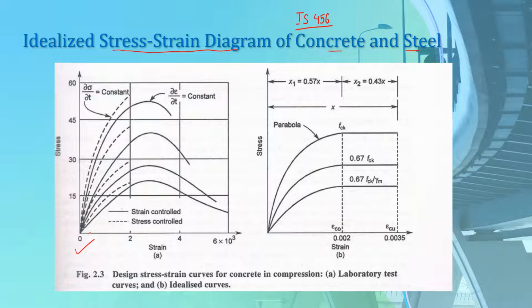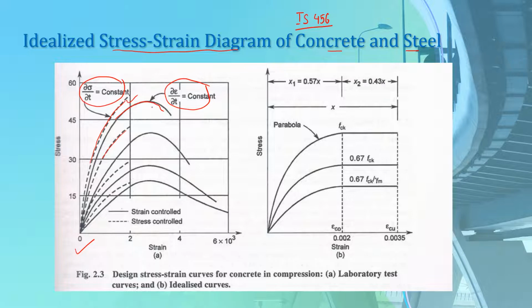In this slide, if you look at the stress-strain diagram on the left hand side, we have the actual stress-strain diagram for concrete that we generally get from the laboratory test. You can see various diagrams here. For example, these curves made with dashed lines are the stress controlled curves. You can see here the rate of change of stress with respect to time is constant for these curves, whereas the curves made with solid lines are from the strain controlled test performed on the concrete. And for these curves, the rate of change of strain with respect to time is constant.